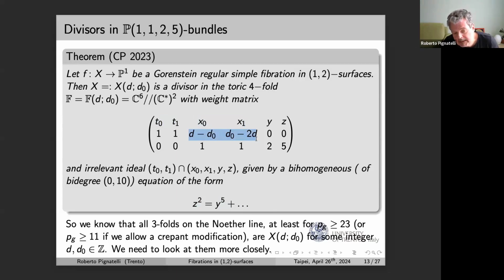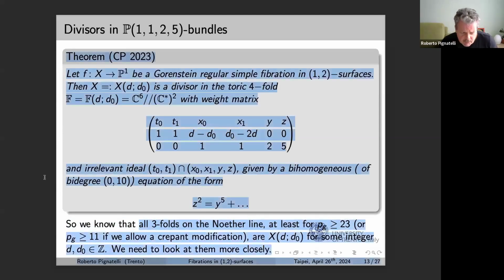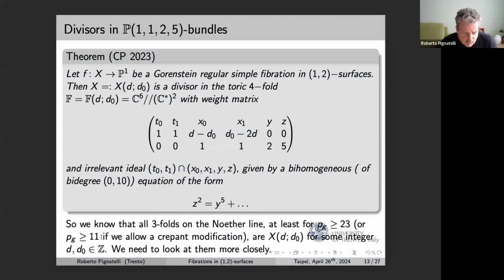So if we take these results together with the previous results, we know that all threefolds fall on the Noether line for pg bigger than 23, or even for pg bigger than 11, if we allow this little modification. Then I call X_{d,d0} any object of this form, which has at worst canonical singularities.